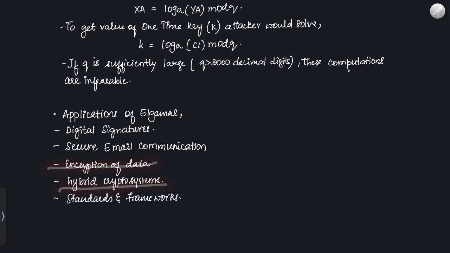Then we have hybrid cryptosystems. Because the computational overhead is high for large messages, ElGamal is often integrated into a hybrid cryptosystem. ElGamal is used to encrypt the session key. The session key is then used with symmetric encryption, like the AES algorithm, to encrypt the large data. This can be seen in large file transfers, transport layer security protocols and so on.